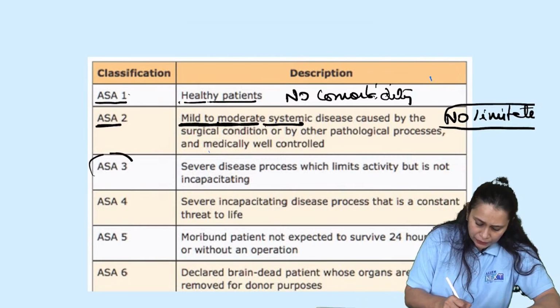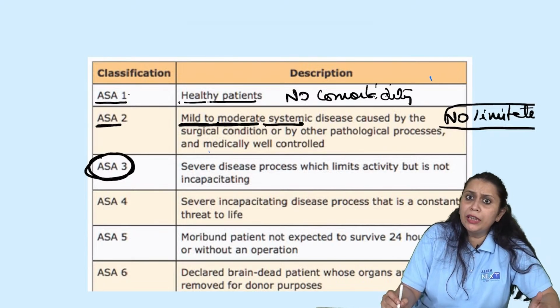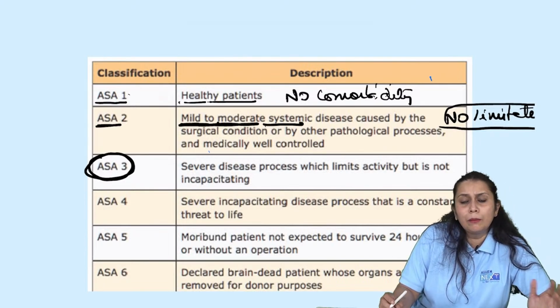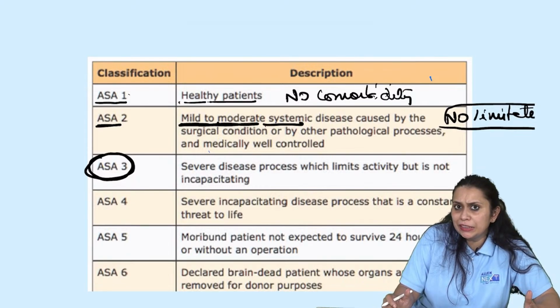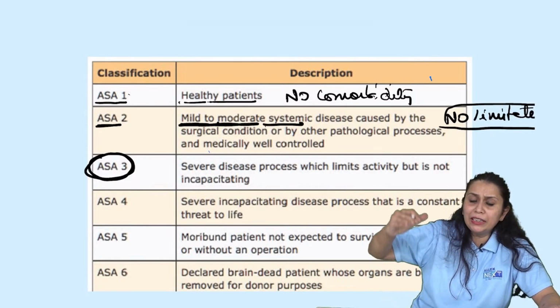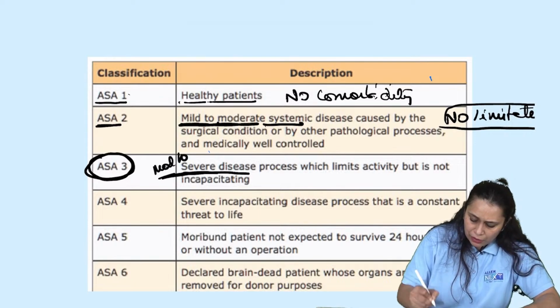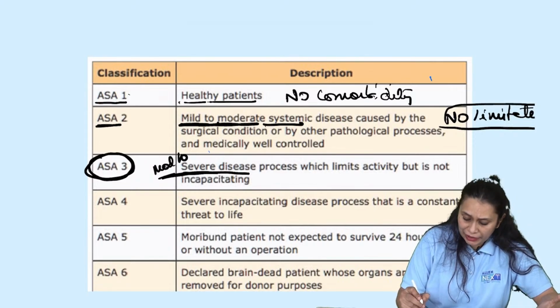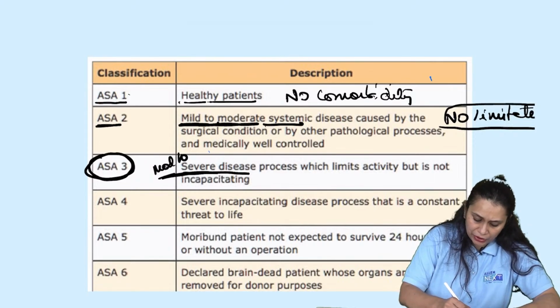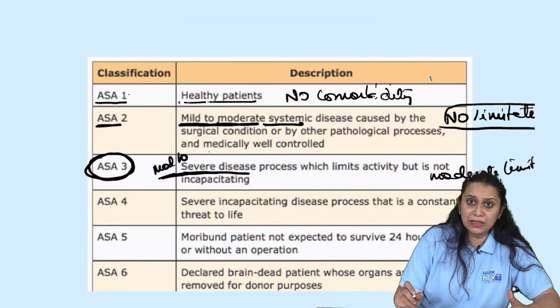Now comes 3. ASA grade 3, which has been asked in the exam. ASA grade 3, they say moderate to severe disease with moderate functional limitation. The patient is asymptomatic on normal activity. The patient becomes symptomatic on strenuous activity with moderate limitation of the activity. So this is moderate to severe disease with moderate limitation, but this is not incapacitating.